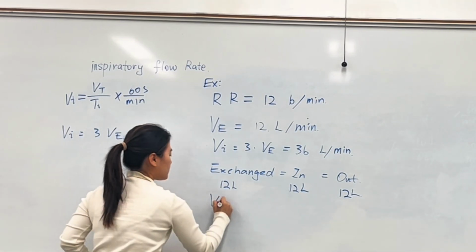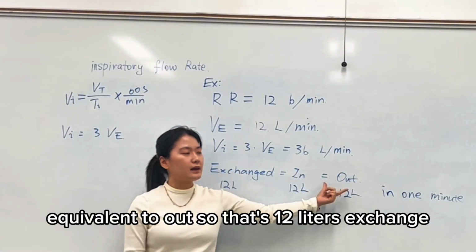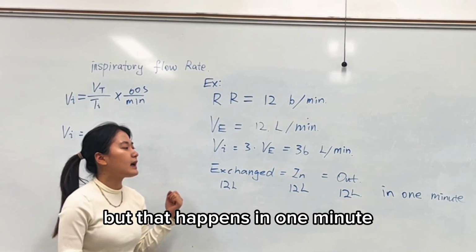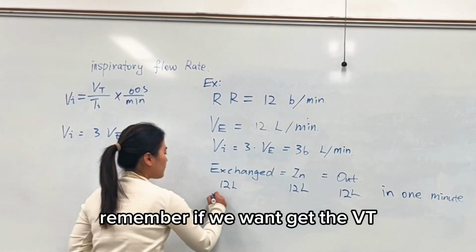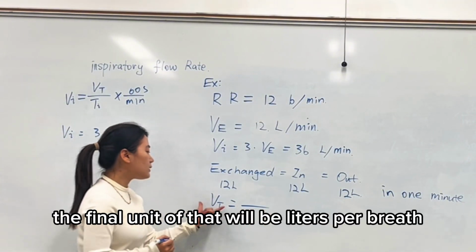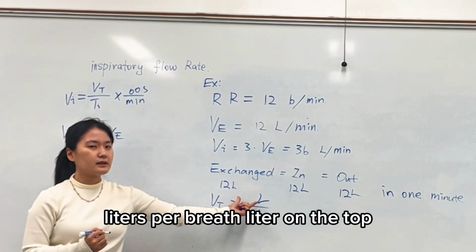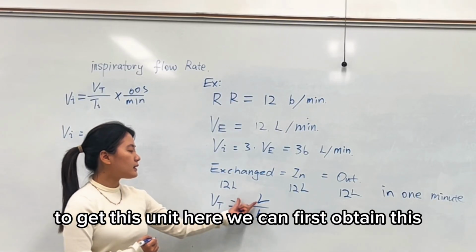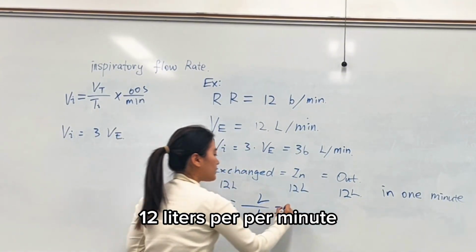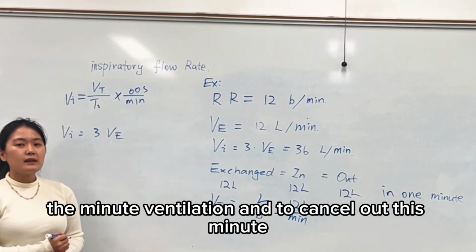To get the tidal volume, look at this: the exchange is equivalent to in, equivalent to out. That's 12 liters in and 12 liters out, but that happens in 1 minute. Remember, if we want to get the VT, this is per breath. So the final unit will be liters per breath, liter on the top and breath on the bottom. To get this unit, we first obtain this 12 liters per minute. That's the VE, the minute ventilation.